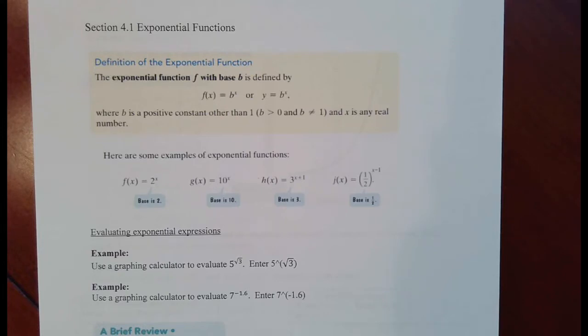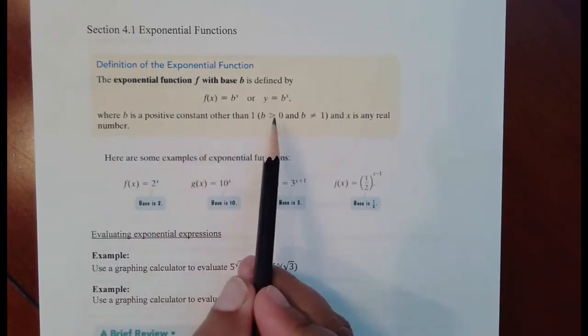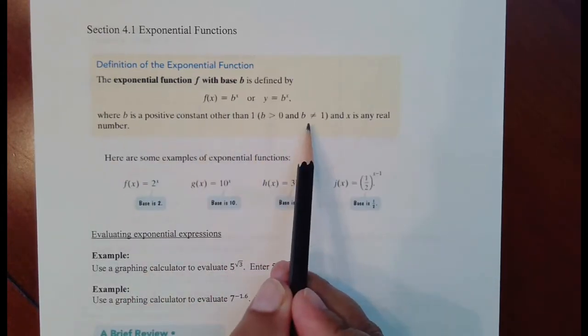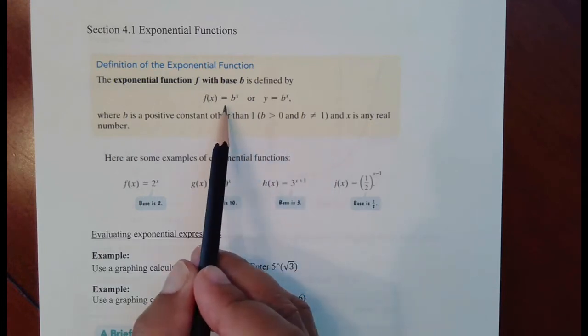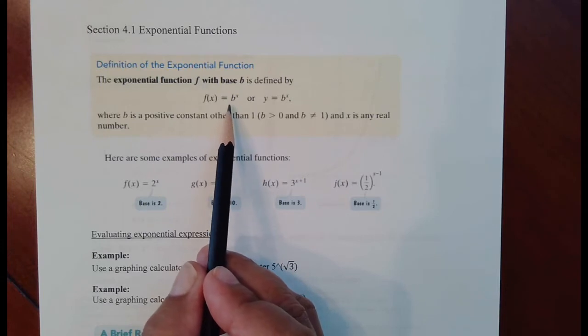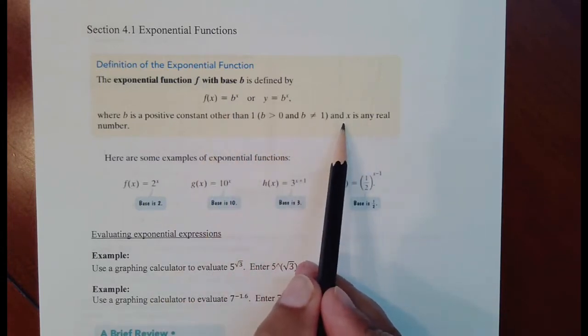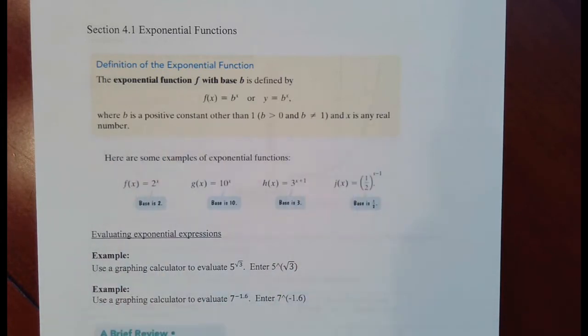well as logarithmic functions. So we start in section 4.1 with the definition of an exponential function, and that would be a function where the base is greater than 0 but not equal to 1. So the base can be 2, it can be 2.5, it can be 3, just as long as it's greater than 0 and not equal to 1. And the exponent can be any real number.